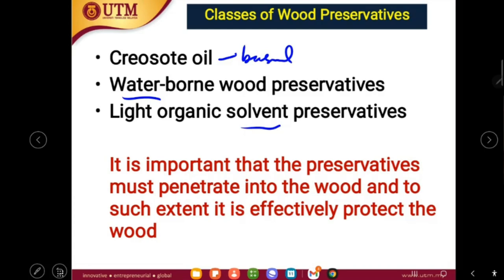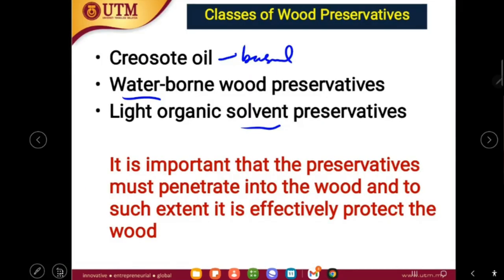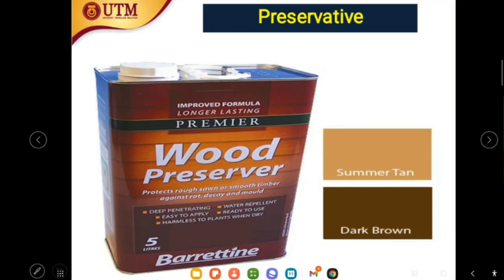It is important that the preservative must penetrate into the wood to such an extent that it effectively protects our timber. If you look here, the preservative is not only located at the surface of the timber, but it even penetrates inside the wood. Of course, it does not have to penetrate entirely, because as long as it is protected here, the external agents will not go into our wood. As long as it can penetrate to a certain extent, it can effectively protect your timber. This is one of the examples, Baratin, which is a creosote oil.